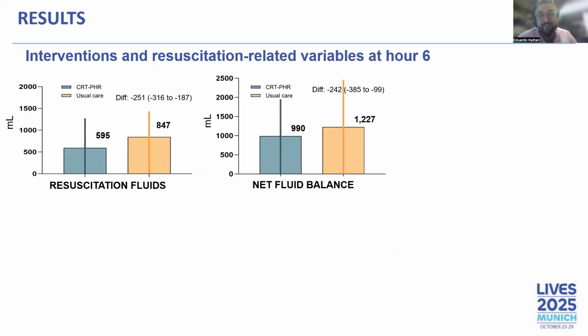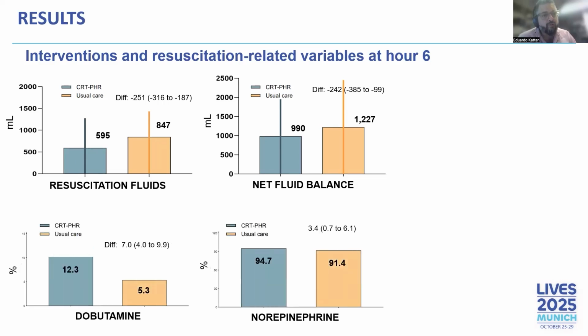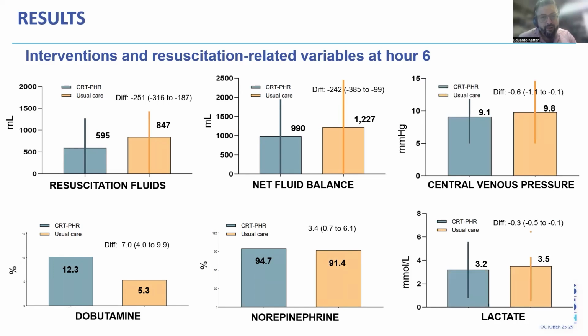And regarding interventions used, patients in the intervention group had a lower use of resuscitation fluids, had lower net fluid balance, increased use of dobutamine, and a little bit more use of norepinephrine at 6 hours. They also had lower CVP and lower lactate levels that were significantly different as well.